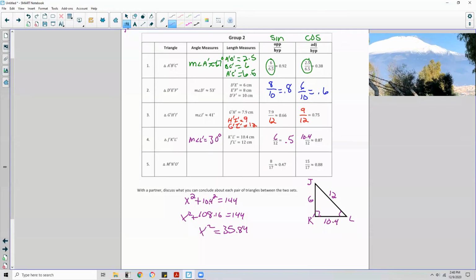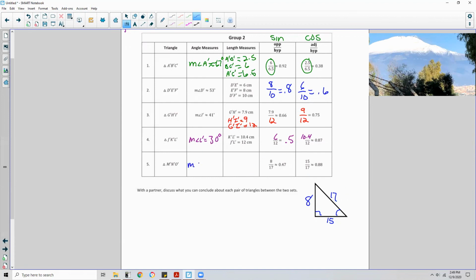Okay, let's move on to the last one, number 5. Let me erase this info here, and let's use blue. This is the right angle here. 17 is our hypotenuse. So if this is our angle of reference, adjacent is 15. Opposite is 8. 8 squared is 64, 15 squared is 225. 225 plus 64 is 289. 17 squared is 289. Okay?